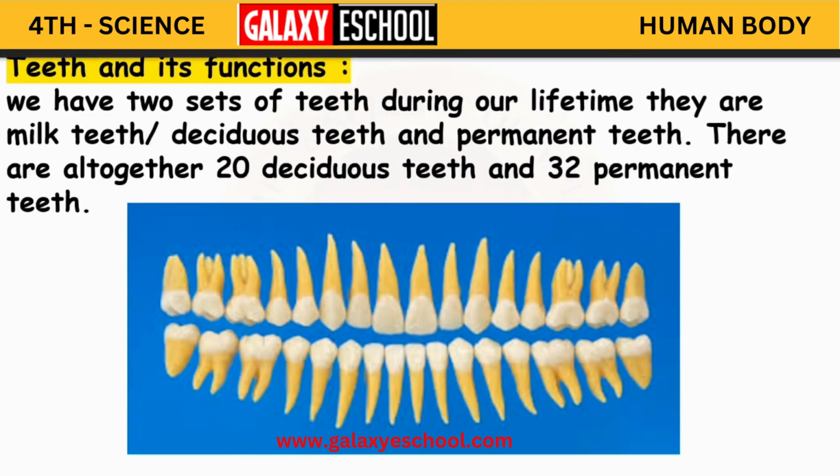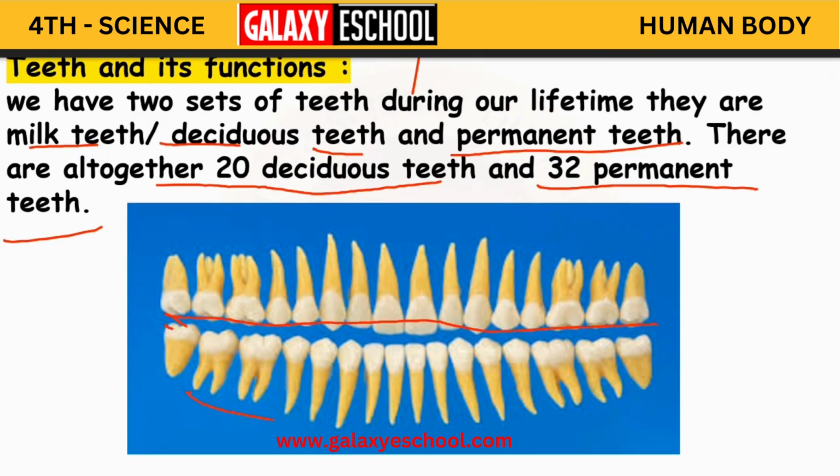Now, we have all 32 teeth. So how are they? We have two sets of teeth during our lifetime, and they are milk teeth, deciduous teeth, and permanent teeth. There are altogether 20 deciduous teeth and 32 permanent teeth. So overall, children will have 32 permanent teeth, this is in the upper jaw and this is in the lower jaw. So this will be the teeth structure.